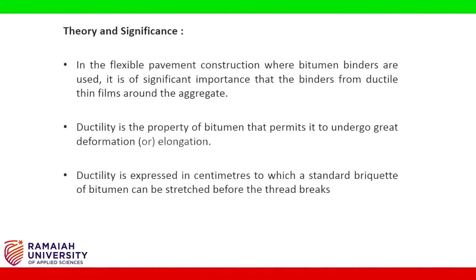In flexible pavement construction where bitumen binders are used, it is of significant importance that the binders form ductile thin films around the aggregate. Ductility is the property of bitumen that permits it to undergo great deformation or elongation. Ductility is expressed in centimeters, to which a standard briquette of bitumen can be stretched before the thread breaks.